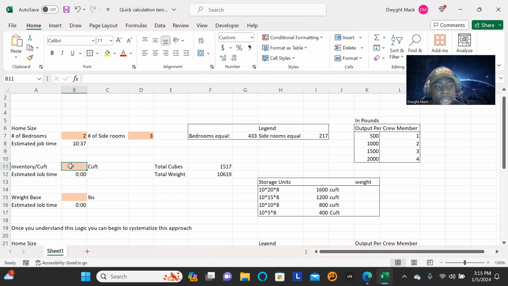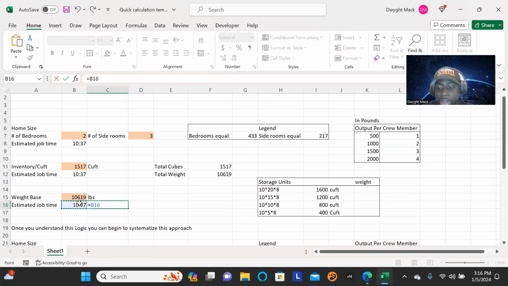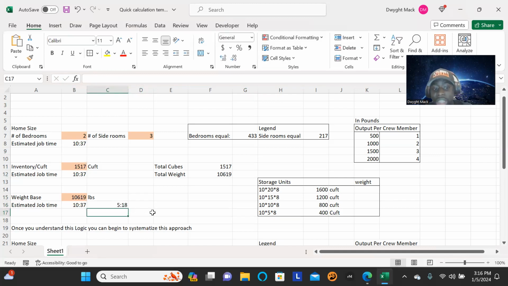All right, so now if you took the inventory, it's the same thing. Now that you took the inventory and you got the cubic feet, just put the cubic feet in. You're still going to get the same time whether you use the bedrooms or the cubic feet. And you could get the same time if you put in the weight. If somebody told you, hey, I'm coming into town, I got 10,619 pounds, it's still going to come out to the same thing. Obviously, if it's an unload, you're just going to divide this by 2. Oh, 5 hours and 18 minutes. That's how long it should ideally take.